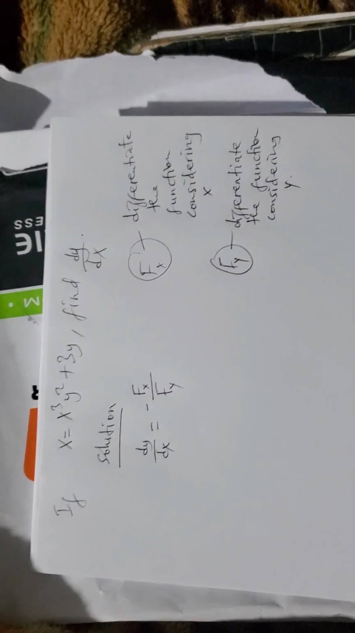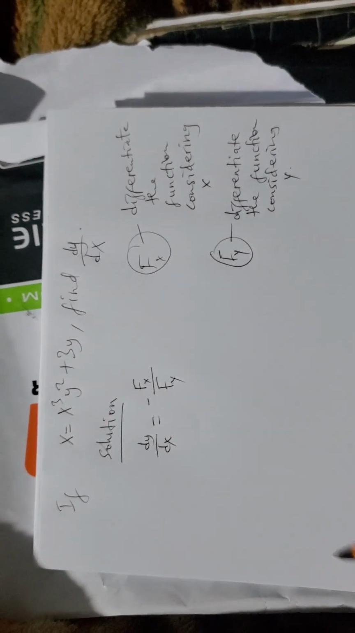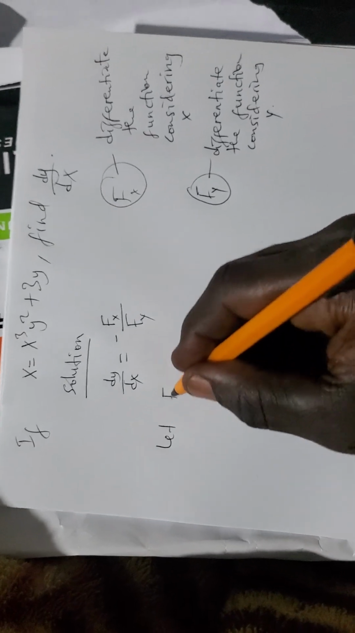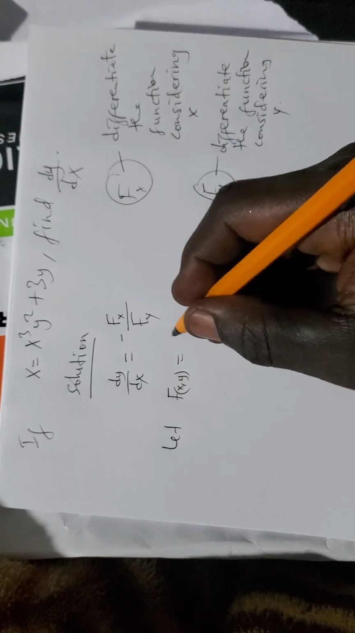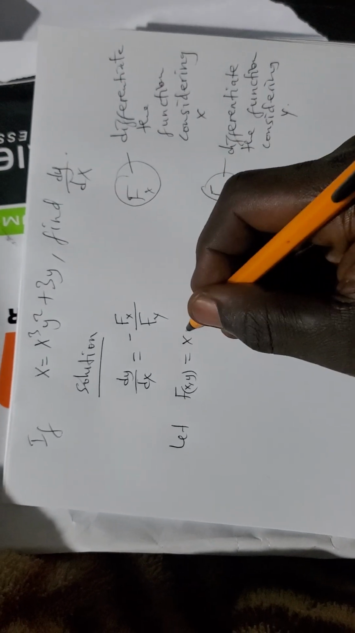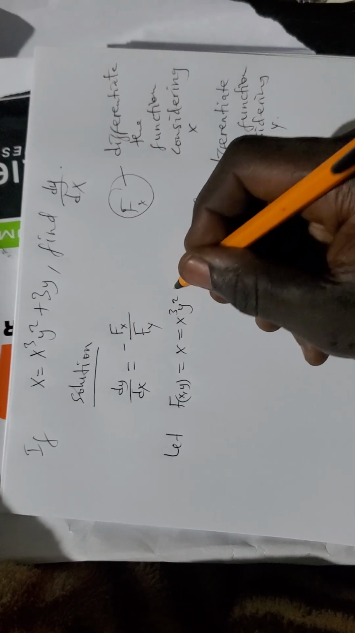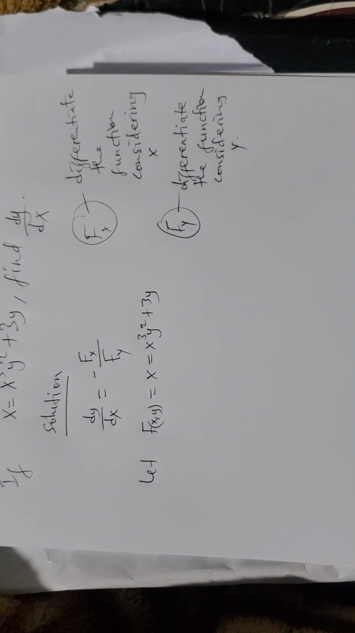So now we will need a function which is going to contain both x and y. This is why we say let f of xy be equal to the equation. So that is our case there.